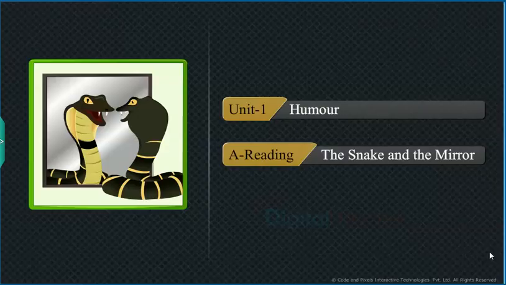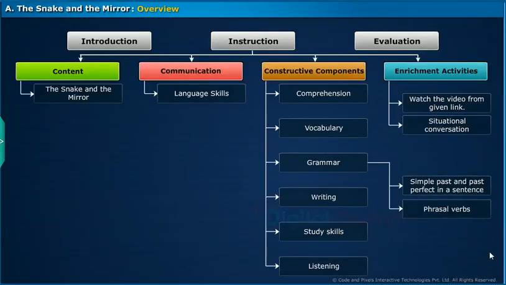Welcome to the reading section, The Snake and the Mirror of the unit Humor. Overview. Let us have a look at the overview. The overview slide consists of 3 sections, namely Introduction, Instruction, and Evaluation. The Introduction section is meant to motivate the student to learn the lesson.